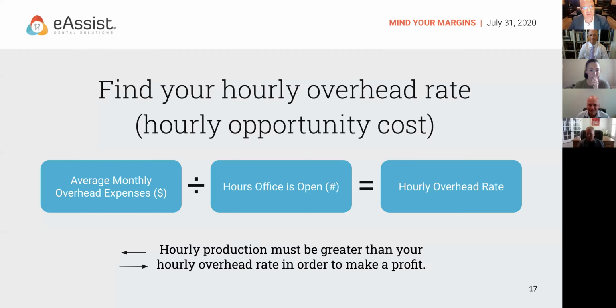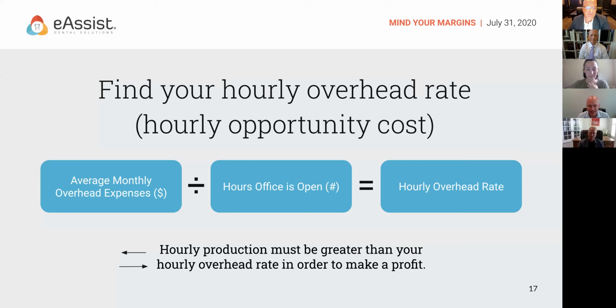And it's important that you break that down into hourly opportunity costs so that you can actually make intelligent decisions on whether or not you should shut the office down, if you should close early. The way you do it is Roran, would you mind explaining how you calculate your hourly overhead rate or your hourly opportunity cost?